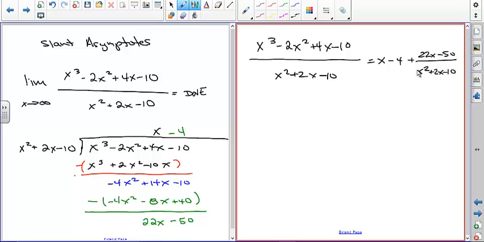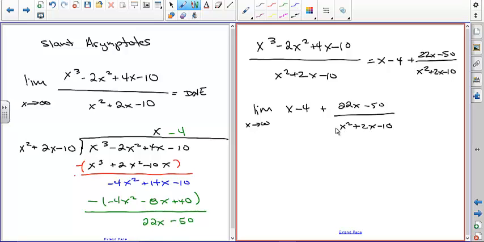So the slant asymptote is always the part that's not the remaining rational part. And that's because if you look at the last term and you let x go to infinity, if I took the limit of, let's just do that. So if I take the limit of this whole thing, I'm going to take the limit as x goes to infinity of x minus 4 plus 22x minus 50 divided by x squared plus 2x minus 10.